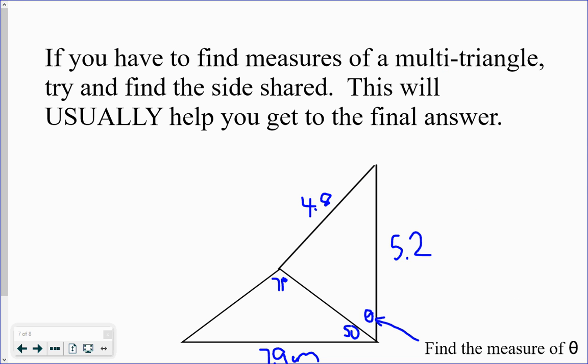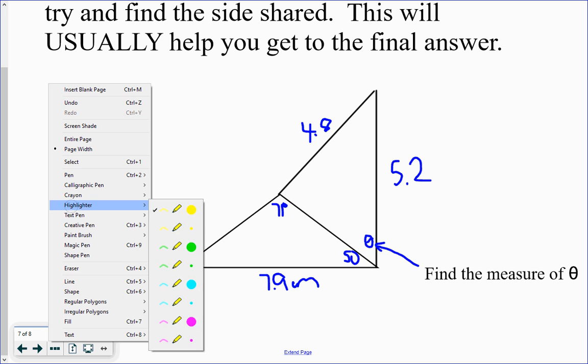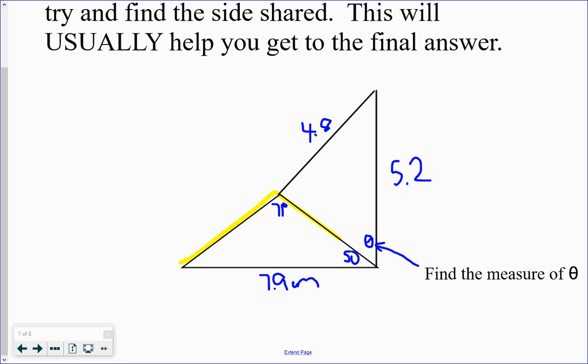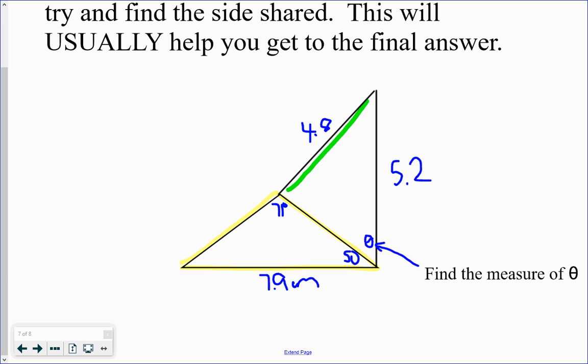Okay, one more question. So it says, if you have to find the measures of a multi-triangle, try and find the side shared. This will usually help you get to the final answer. So the question here says, find the measure of angle theta. So what I want you to see here is that we have two triangles. So there's the first triangle, and there is the second triangle. And I'm looking for this corner right here. So these two triangles have this side in common. So I'm going to find that one first, and then hopefully that gets me to where I want to go.